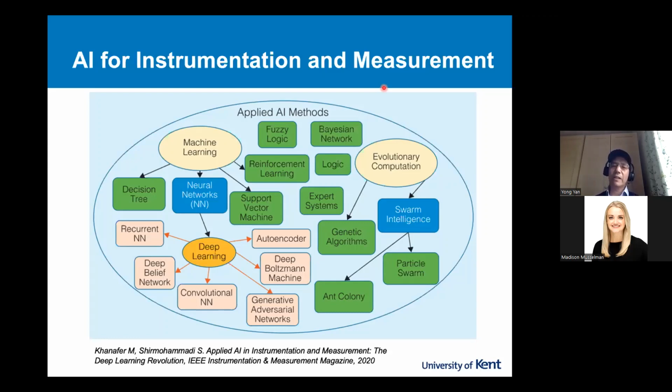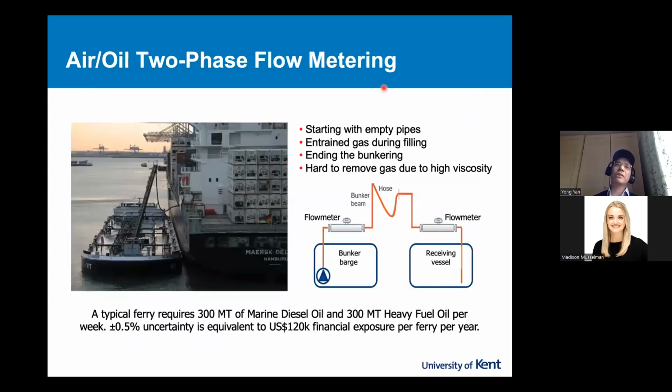In this topic, I will introduce how AI has helped us to achieve measurement in multiphase flow metering. To start with, I'd like to introduce this important area of application. It's called air-oil two-phase flow metering. When we talk about flow, it's normally single phase. Here on this occasion, I'm talking about two-phase. The two phases here mean air and oil. So what is it that we talk about here?